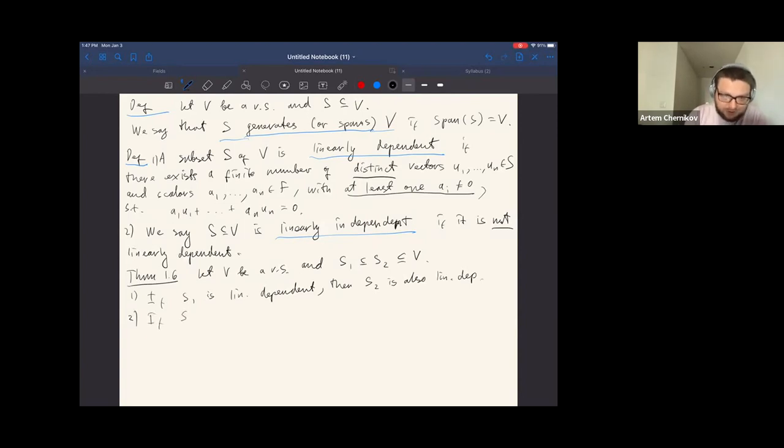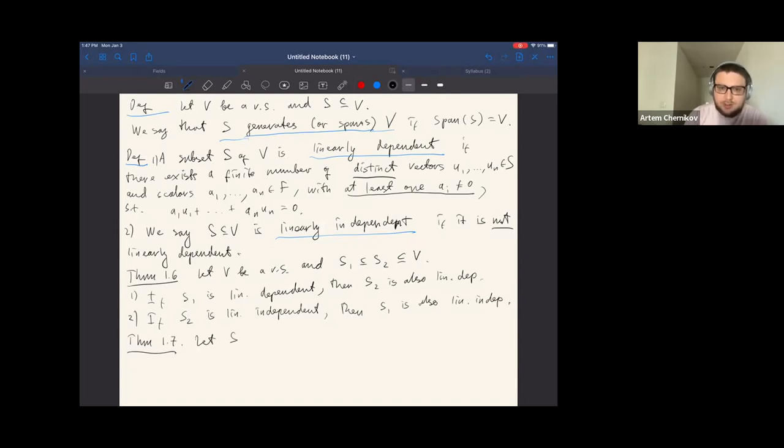And also 2, if S2 is linearly independent, then S1 is also linearly independent. So this is just the contrapositive of 1, yeah? So we have these two nice properties that are often used when you're working with sets of vectors, okay? So this is theorem 1.6, and we also have theorem 1.7 about these properties.